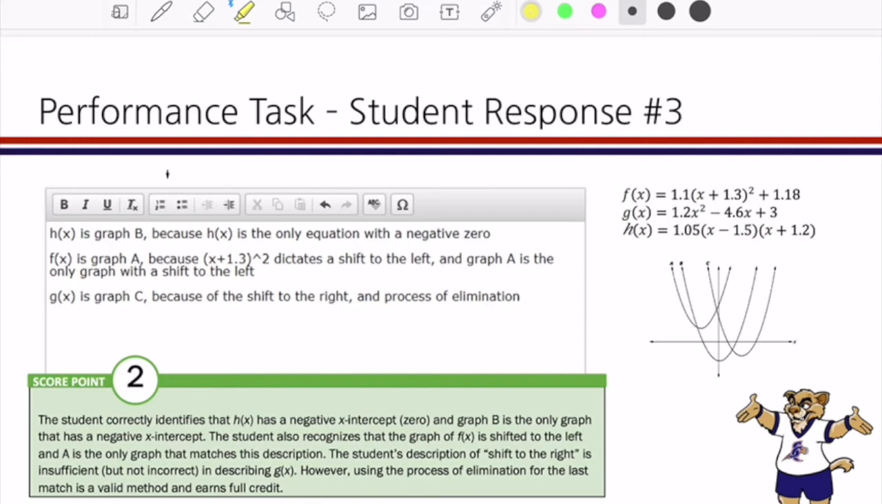The description of their work here points out that saying that g of x shifts to the right is insufficient. You can't tell that just by looking at the equation. However, it is not incorrect because it does shift to the right. It's just that you can't tell that from the way the equation is written. But you see where they said process of elimination. And so process of elimination for the last match is a valid method and earns full credit. So make a note on the lines for this one that for this question, you only had to provide justification for 2 out of the 3 matches according to the rubric.